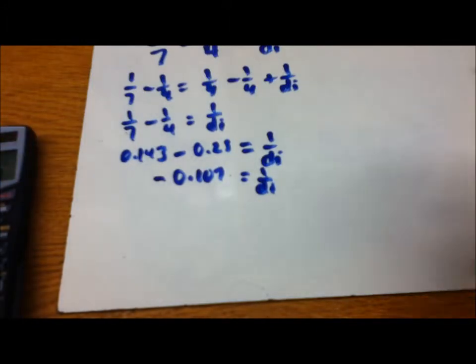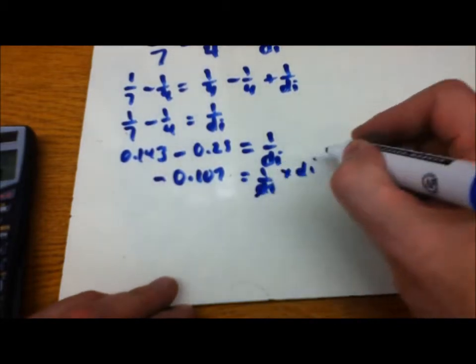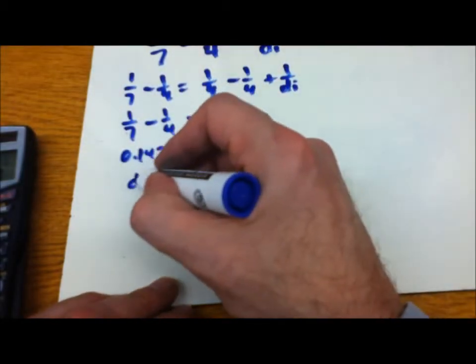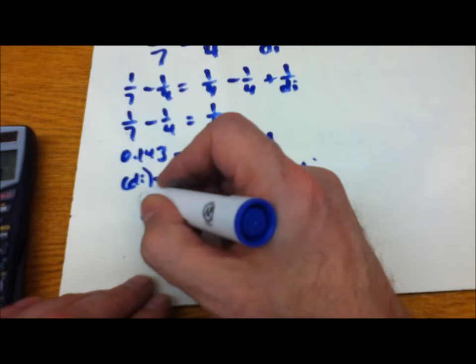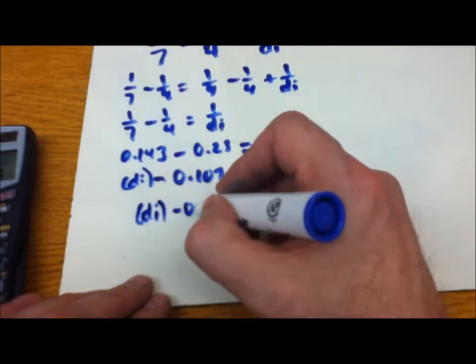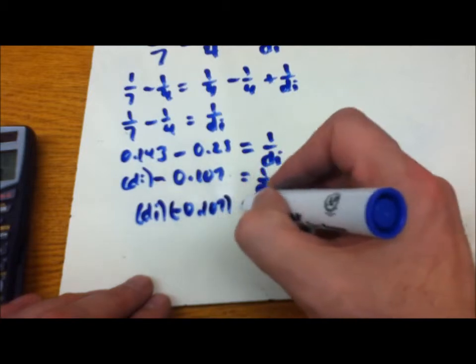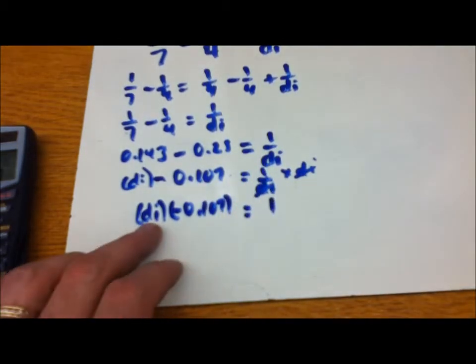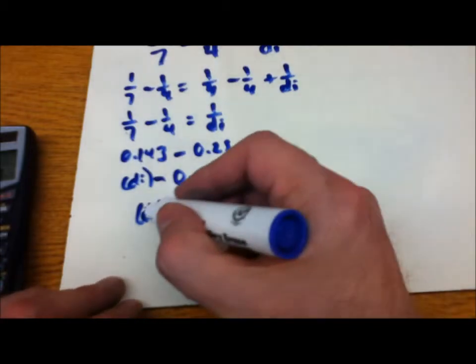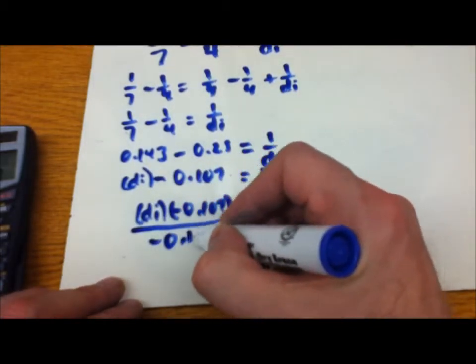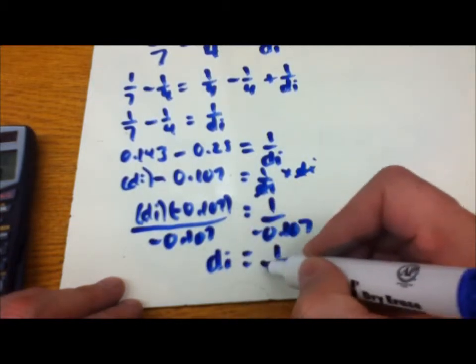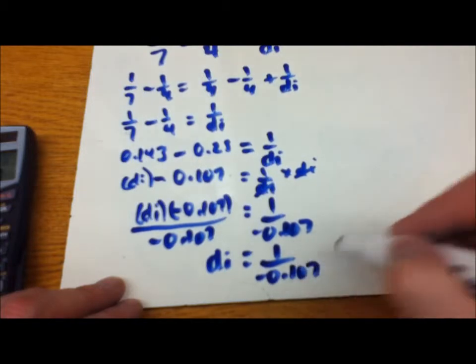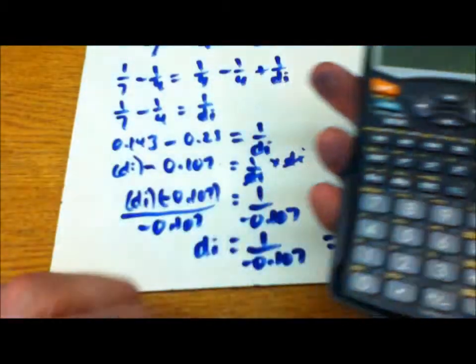All right, so if we multiply both sides by di, these di's on this side cancel, and now we're left with di being multiplied by minus 0.107, so it becomes di times minus 0.107, and that equals 1. We want to isolate di by itself, so we divide both sides by minus 0.107, and we're left with di equals 1 over minus 0.107 as follows.